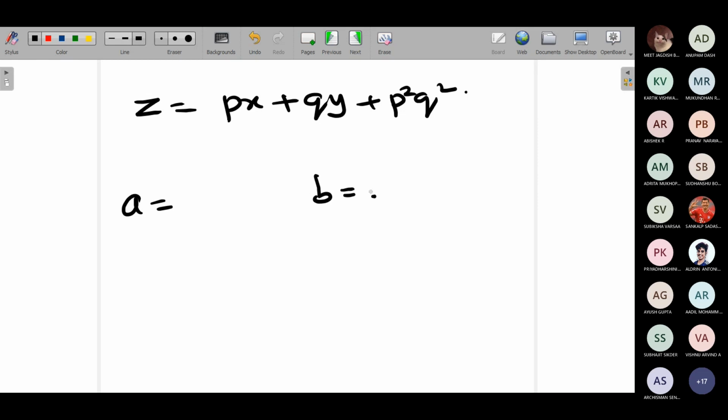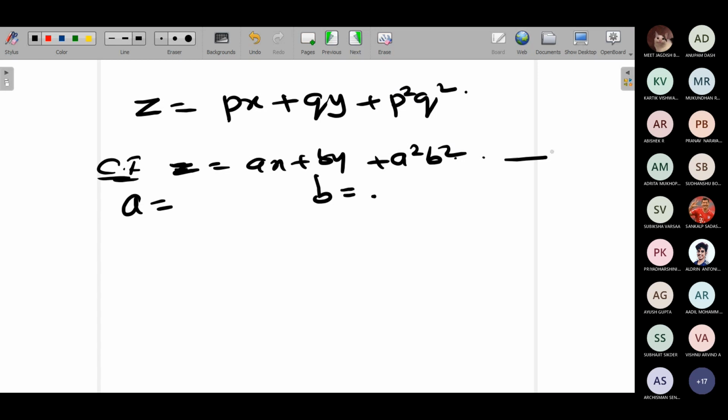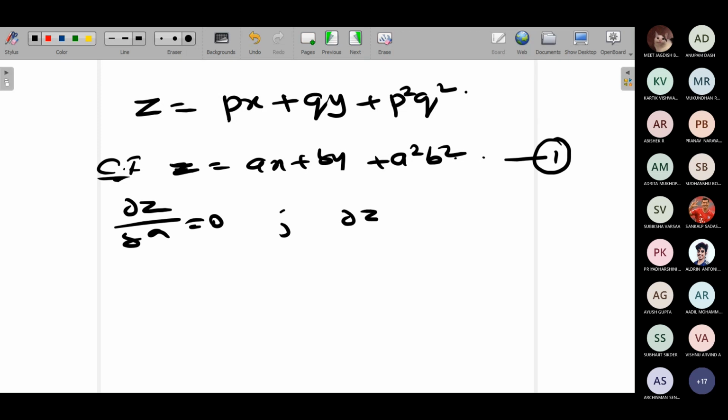What will be your complementary function, ma? z is equal to ax plus by plus a square b square. Okay. Now differentiate this partially with respect to a and partially with respect to b and equate it to 0. Find dou z by dou a and equate it to 0. Find dou z by dou b equal to 0.